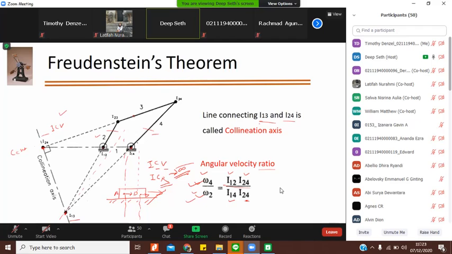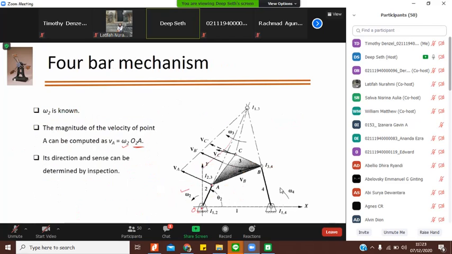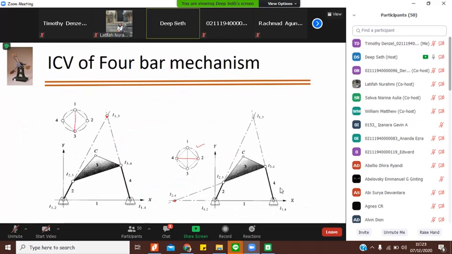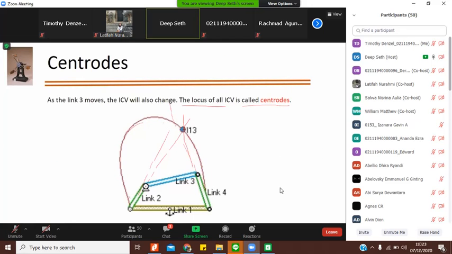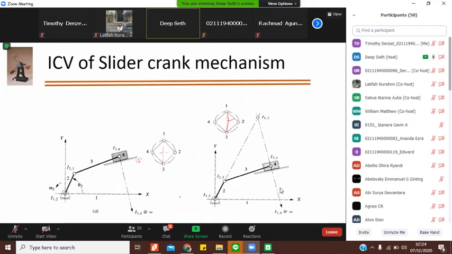And the locus of the instantaneous center of rotation for a link during its whole motion, we call the centroid. So centroid we have already seen. The locus of the instantaneous center of rotation for a link during its whole motion is known as the centroid of that link. And the locus of the instantaneous axis of rotation is known as the axode of the link.